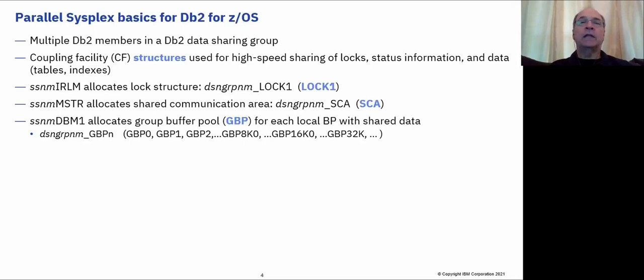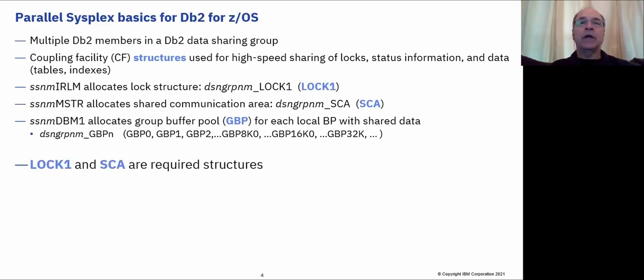I'm going to say that the IRLM allocates the lock structure and that the master address space allocates the SCA and that DBM1 allocates the various group buffer pools that have shared data. This isn't precisely true. DB2 uses an API to XES, which is part of the operating system, and XES communicates with the structure and returns a response, but that's way too hard to say every time, so I'll just say that IRLM talks to the lock structure, and so on.